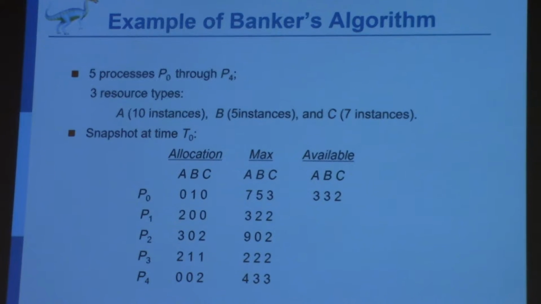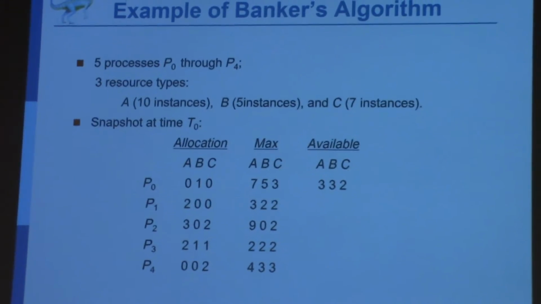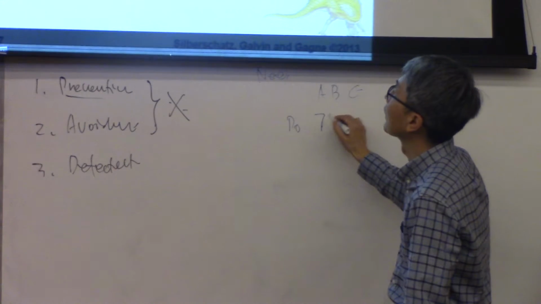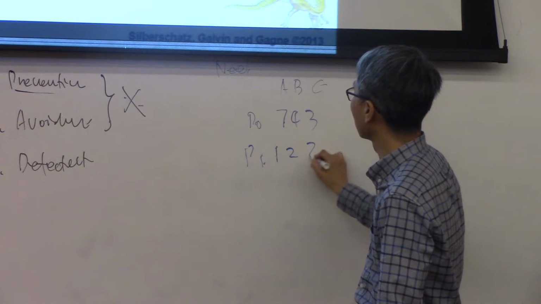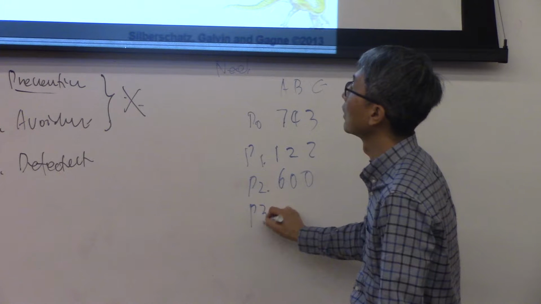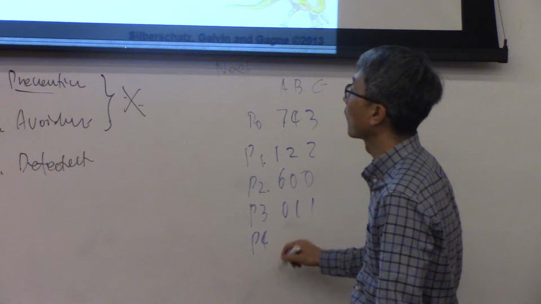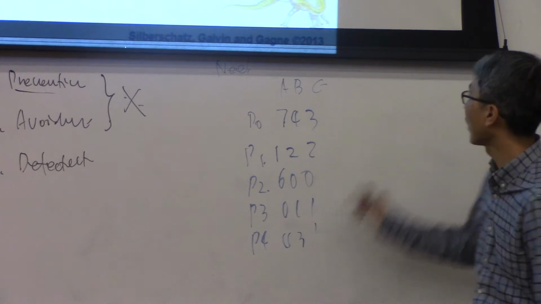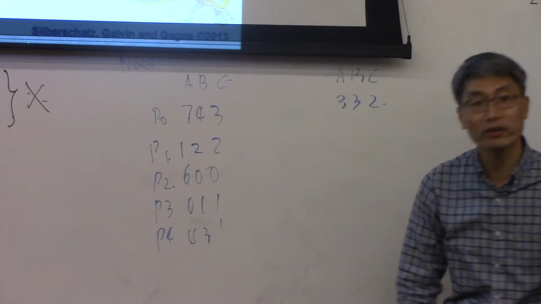0, 1, 1. So for example, for P0 we can easily calculate the need: max minus allocation, like 7, 4, 3, and 1, 2, 2, 6, 0, 0, 0, 1, 1. And P4 needs 4, 3, 1 to be terminated. Then the available is 3, 3, 2 currently.